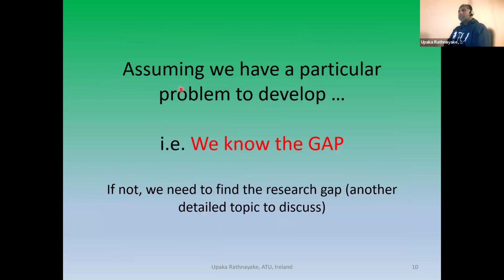So let me proceed. Assuming that we have a particular problem as engineers, we know that we are very good at assuming this and that when it comes to our work. So let us assume we have a particular problem to develop. That means we know the research gap, or we know what we have to do. If not, we need to find a research gap. That's going to be another big, detailed topic to discuss, which I'm not going to do today, but I'm happy to guide if anyone needs some information.